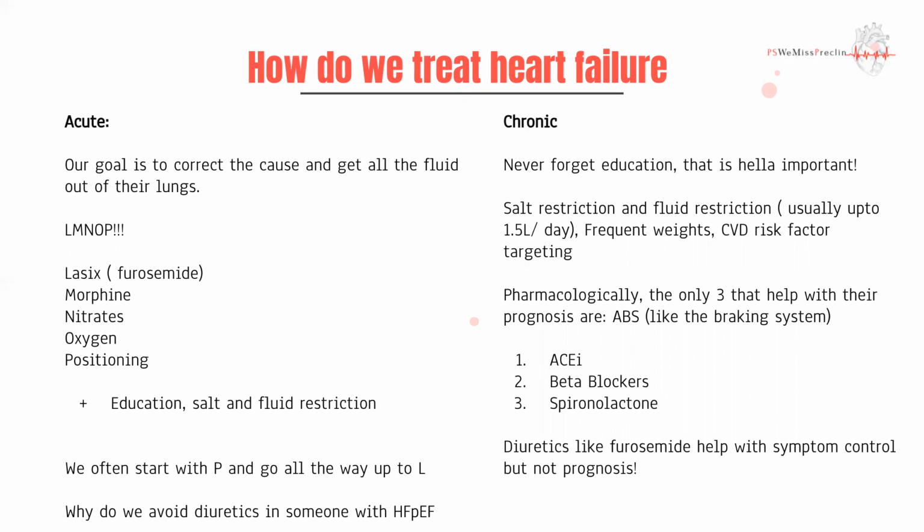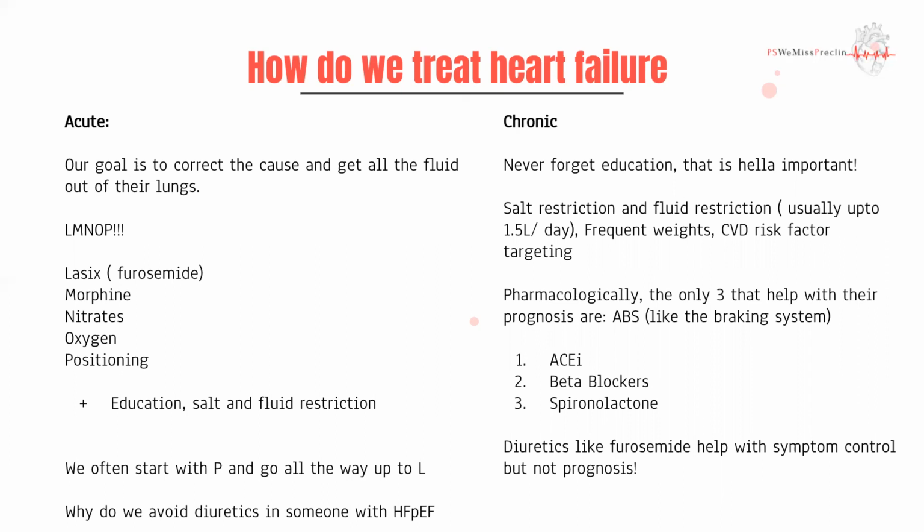You also need to know that HFpEF can often progress onto HFrEF. How does that happen? You start off with the picture where your heart is hypertrophied. Over time, when it can no longer keep up, it weakens and tends to balloon up, and then you end up with HFrEF. In terms of chronic management, you never want to forget education and lifestyle changes.